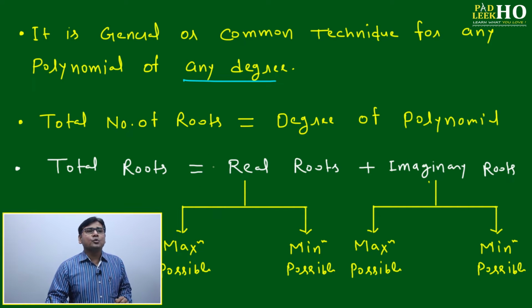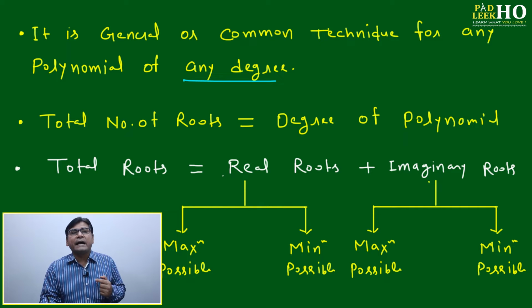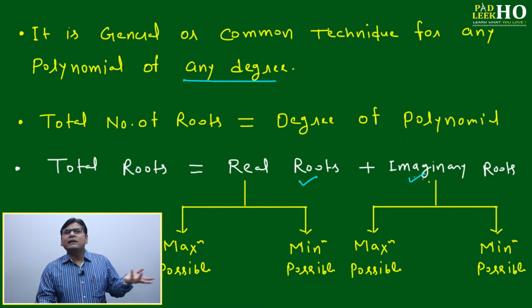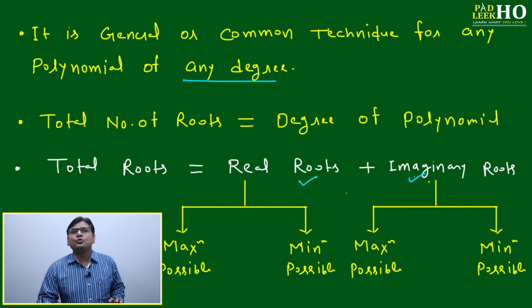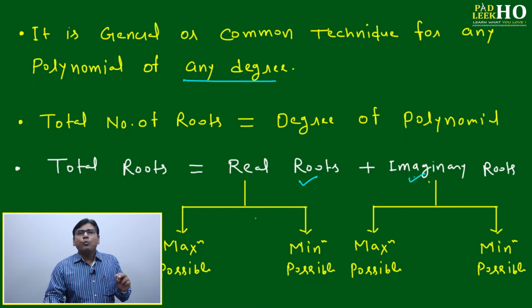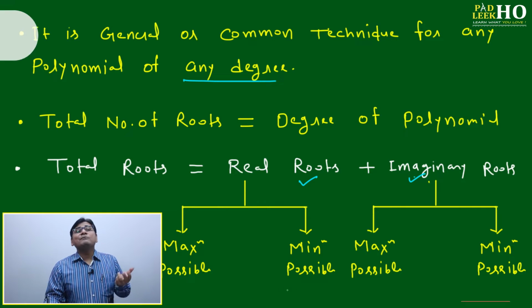Then the total roots can be divided into 2 types: real roots and imaginary roots. These two only we know, real numbers and imaginary numbers. Based on that, real roots and imaginary roots. Now we only have to understand these two logics: for real roots, what is the maximum possible and the minimum possible. In the same way for imaginary roots, what is the maximum possible and the minimum possible.